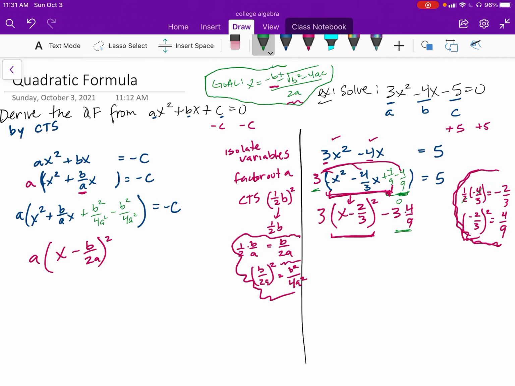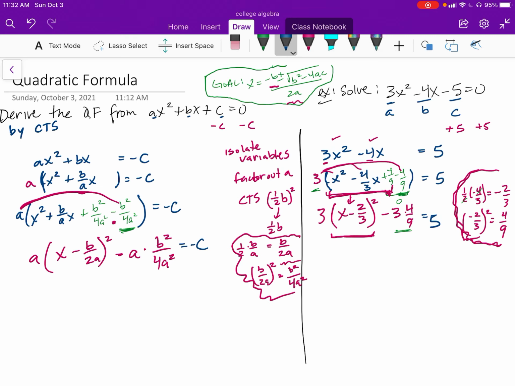So using that concept over here, I would still have my a, right? And you distribute times b squared over 4a squared. And it's negative again because of the negative there. Alrighty. Oops, equals 5 on this side. Okay, so that was the whole completing the square.